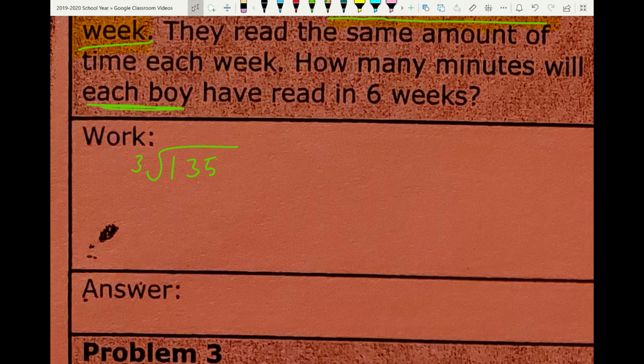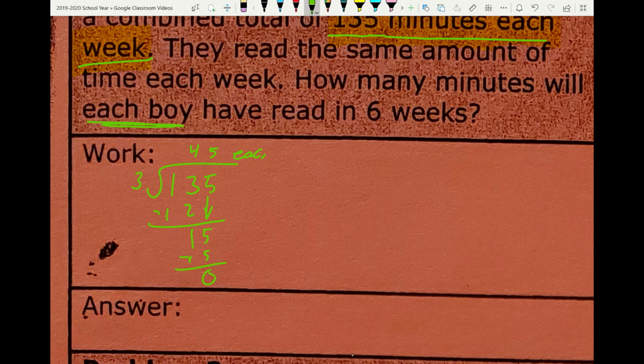How many times can 3 go into 1? None. But how many times can 3 go into 13? I know at least 4 times. 3 times 4 is what? 12. 13 minus 12 is 1. I bring down my 5. How many times can 3 go into 15? I know at least 5 times. 3 times 5 is 15. 15 minus 15 is 0. So I have no remainders. So that means each boy is going to read 45 minutes.